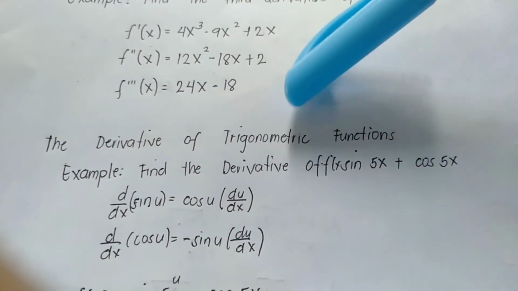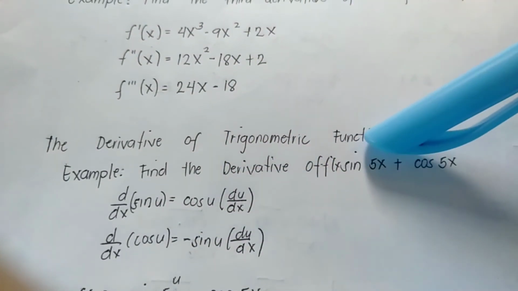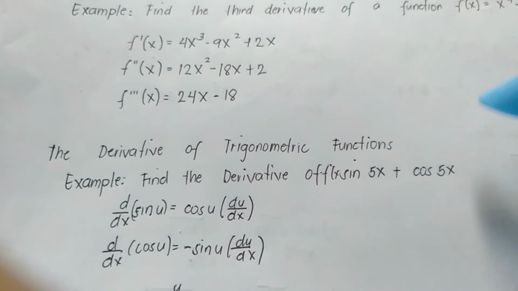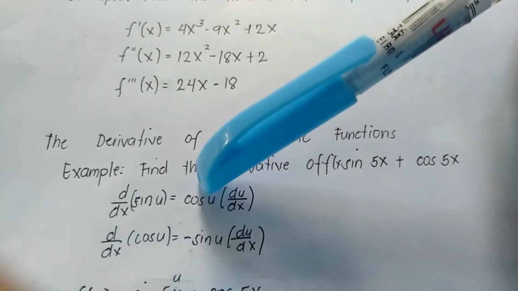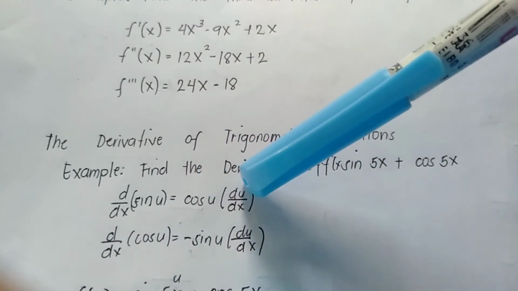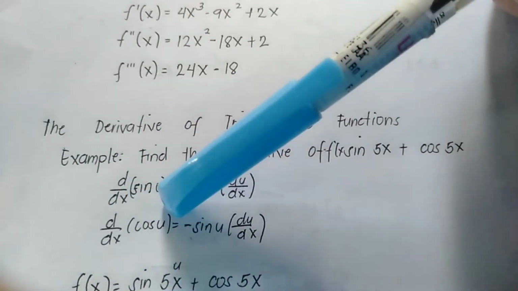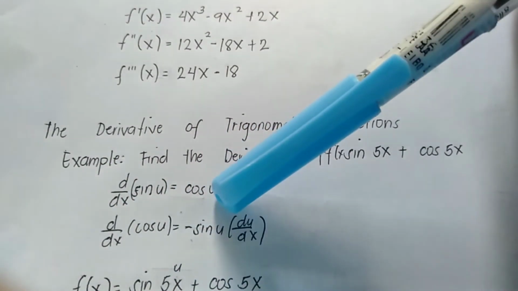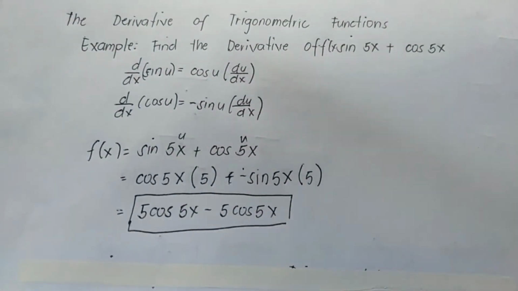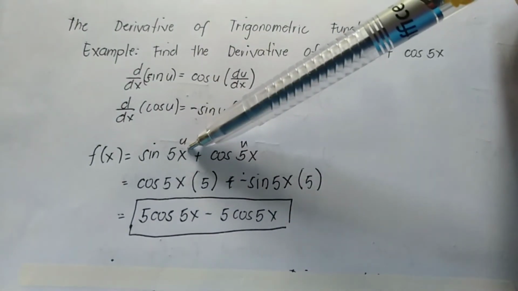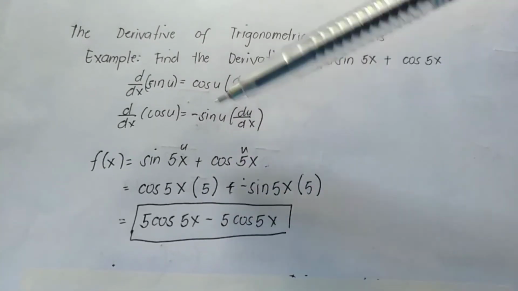Then the derivative of a trigonometric function. Find the derivative of sine 5x plus cosine 5x. So, remember that the derivative of sine u is equal to cosine u times the derivative of u. Then the derivative of cosine u is equal to negative sine u times the derivative of u. So, based on the given, sine 5x plus cosine 5x, our u is 5x and our u is 5x.